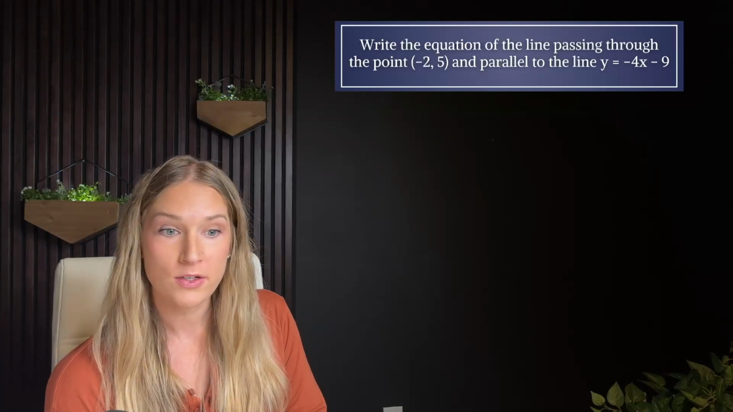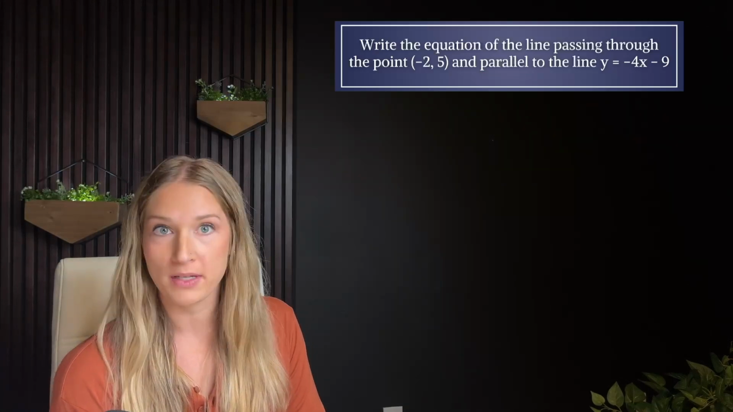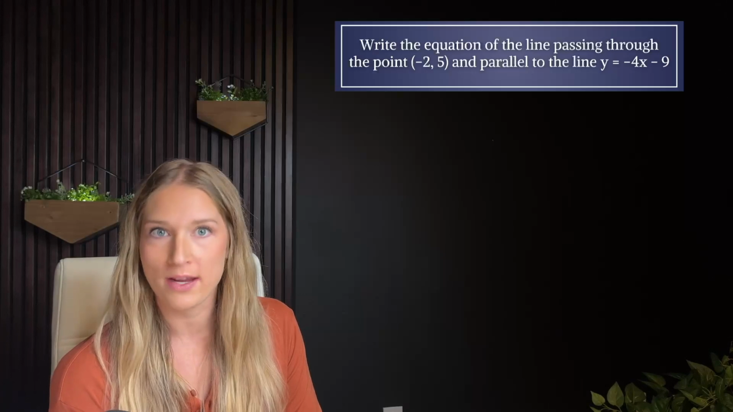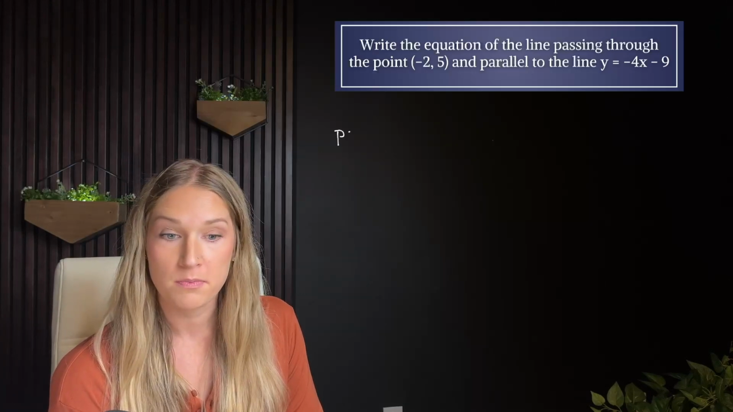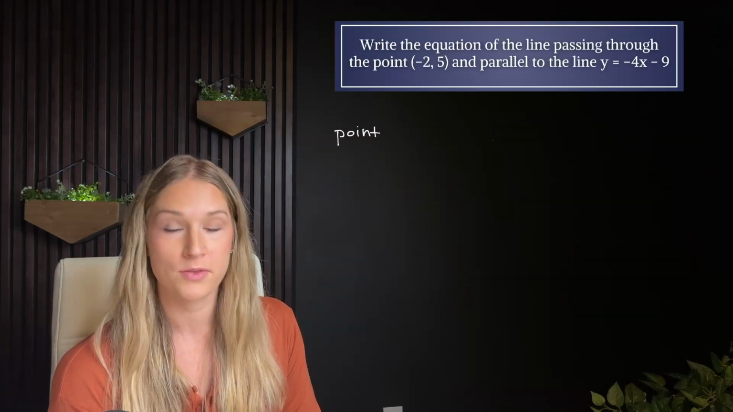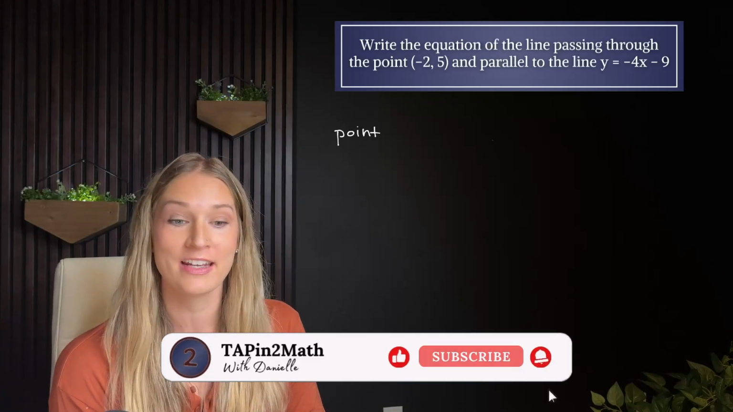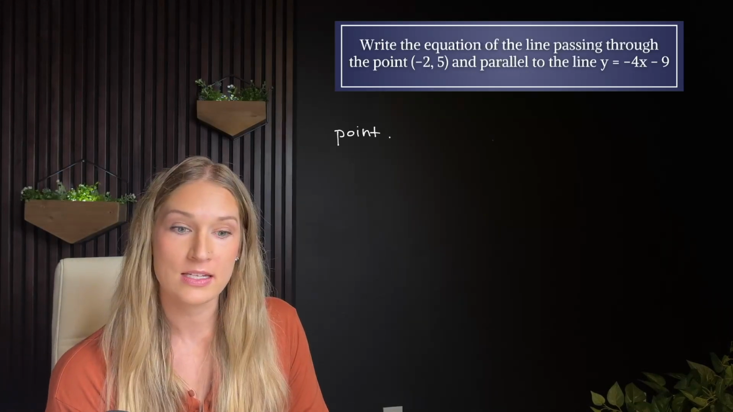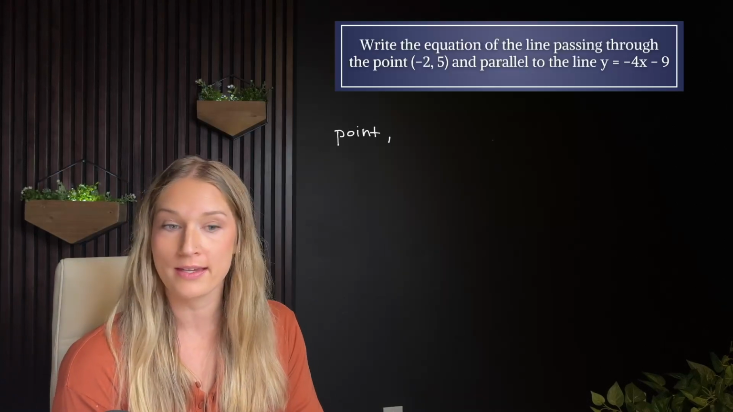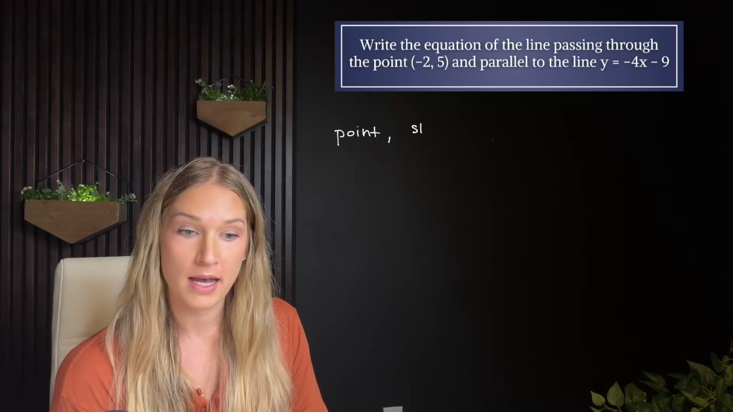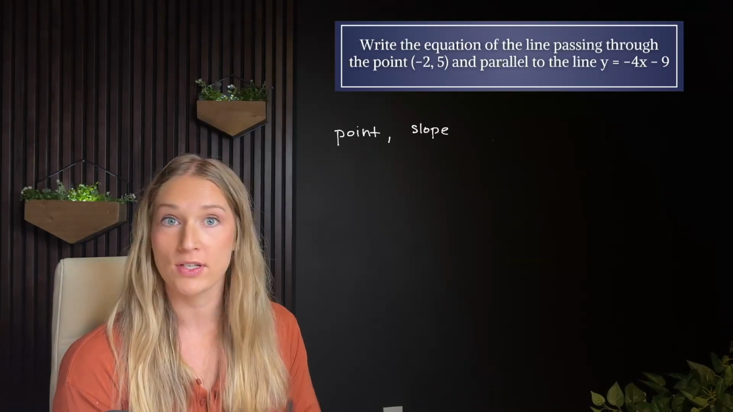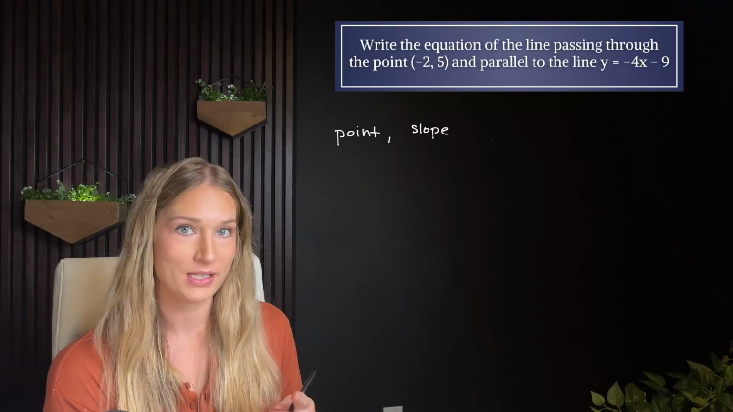Now when you're writing the equation of a line, there's two things that we need. First off, we need to know where it is. That is found by a point on the line. Any point that's on the line will tell us where that line is located. Then the second thing we need is to know what the line looks like, and that is found by the slope of the line. So you need to know where it is and what it looks like.